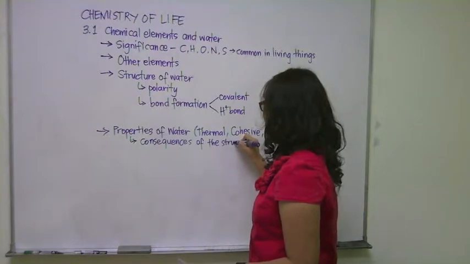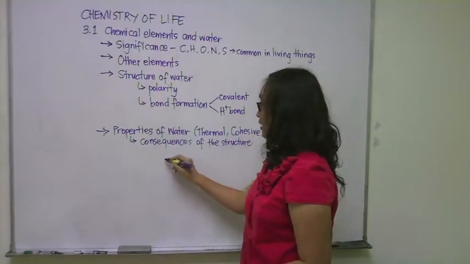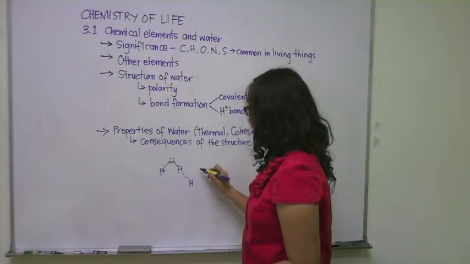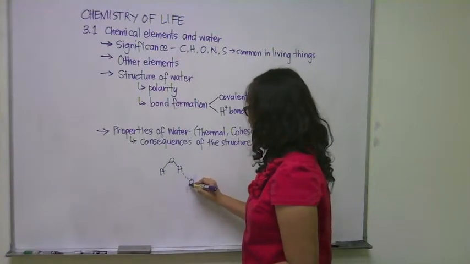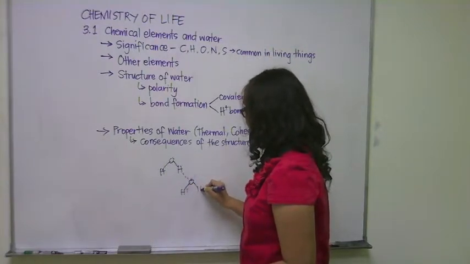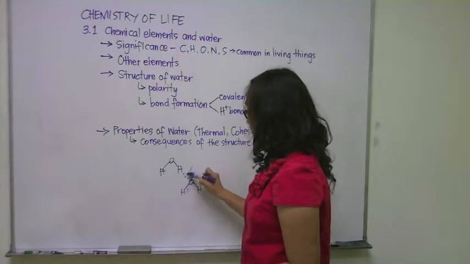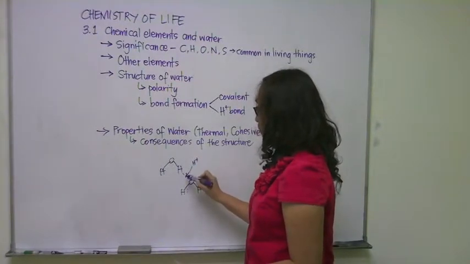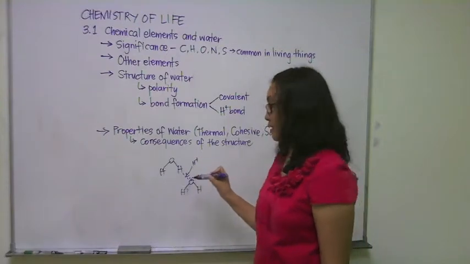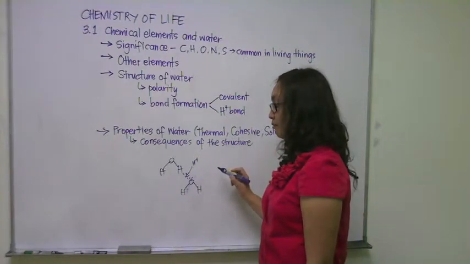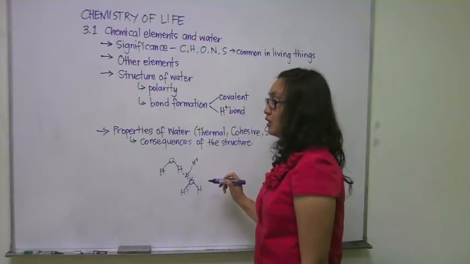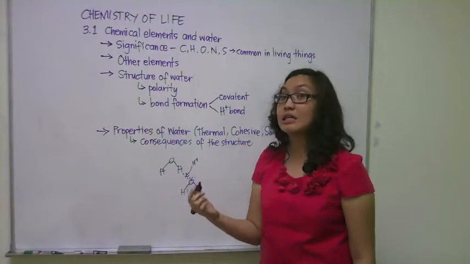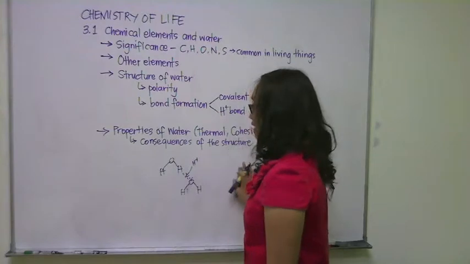For example, let's say we have a water molecule here interacting with another water molecule. The bonds holding water molecules together are the hydrogen bonds. By having these hydrogen bonds, this gives water the property of a high latent heat of fusion and high specific heat. So we have to elaborate on those areas as well.